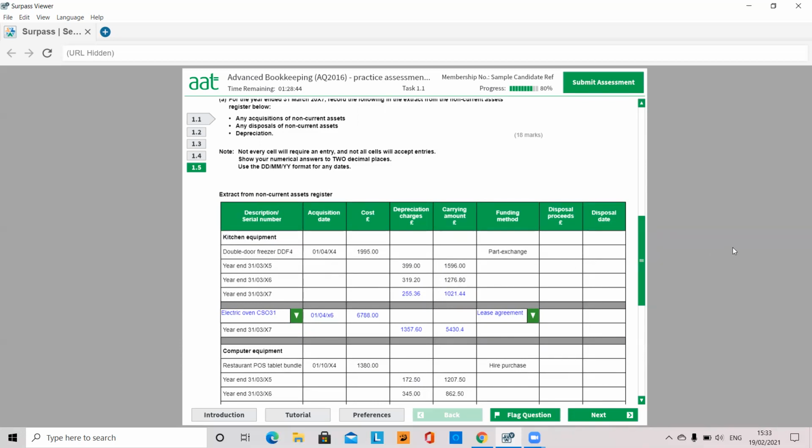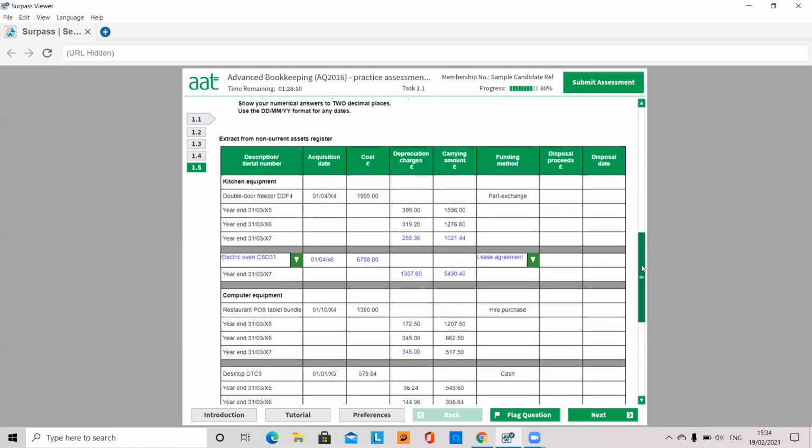For the oven that we purchased before, so 6788. So again, we'll work out the depreciation charge. So 6788 times 0.2 is £1,357.60. So that's the depreciation charge for the year, giving us a carrying value of 5430.4. Okay, so that's the carrying amount that goes into our statement of financial position and our depreciation charge in our P&L.